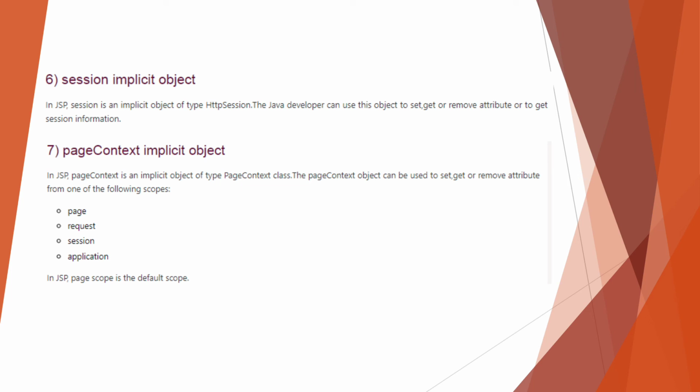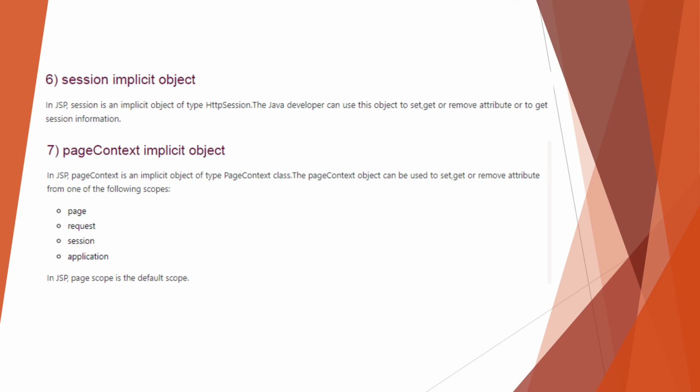Now what is context? It encapsulates the use of servlets and server-specific features, like high performance JSP writers. The idea is that if you access them through this class rather than directly, your code will still run on a regular servlet. Okay, what does it mean? In JSP, pageContext is an implicit object of the PageContext class. The pageContext object can be used to set, get or remove attributes from the following scopes.